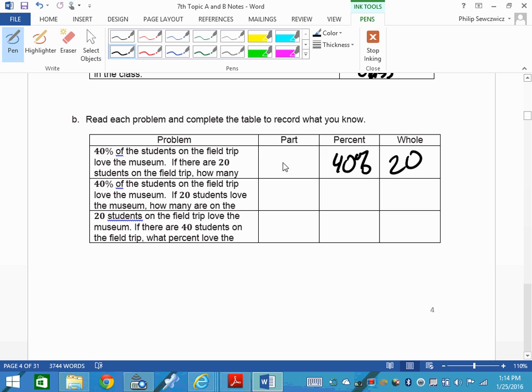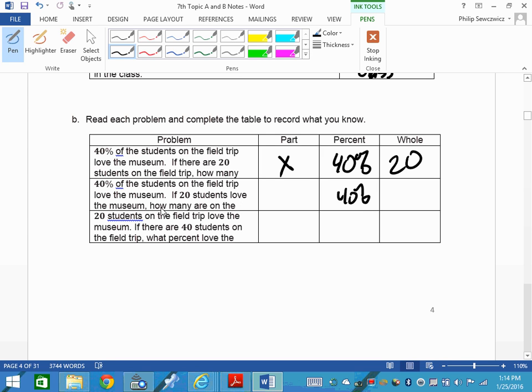So the part here, do we know what the part is? No, we don't. So that's the part that would be the missing amount. That's why we're going to give it the X here. Again, 40%, so there we go. Throw your 40% in there. The students on the field trip love the museum.